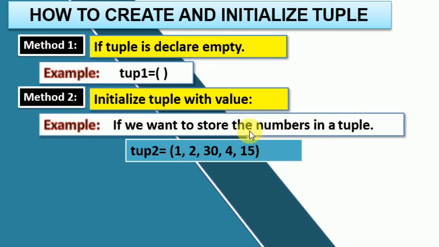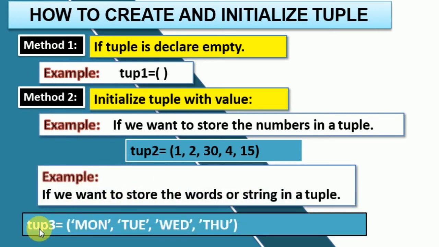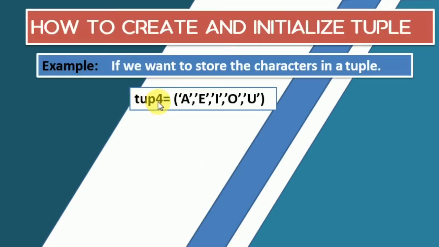Method 2: initialize a tuple with values. If you want to store numbers, then tup2 equals to 1, 2, 3, 4, 15, values separated with commas. These are integer values that we store. If you want to store strings, then tup3 equals to bracket, single or double quotes, Monday, Tuesday, Wednesday. These are the numbers, and these are the strings.